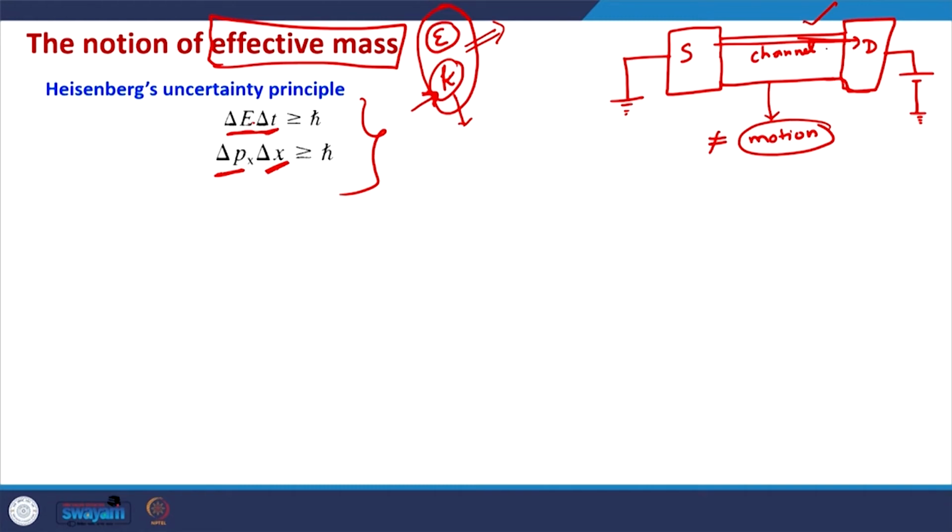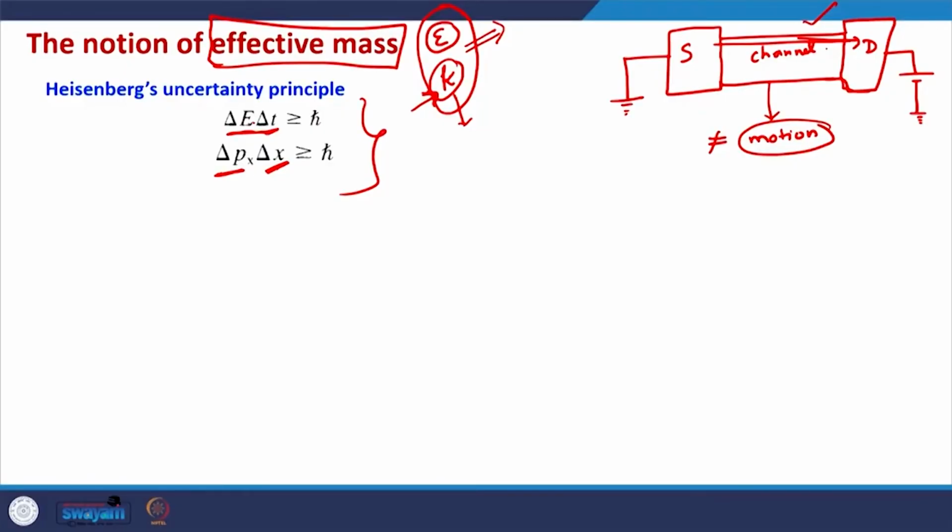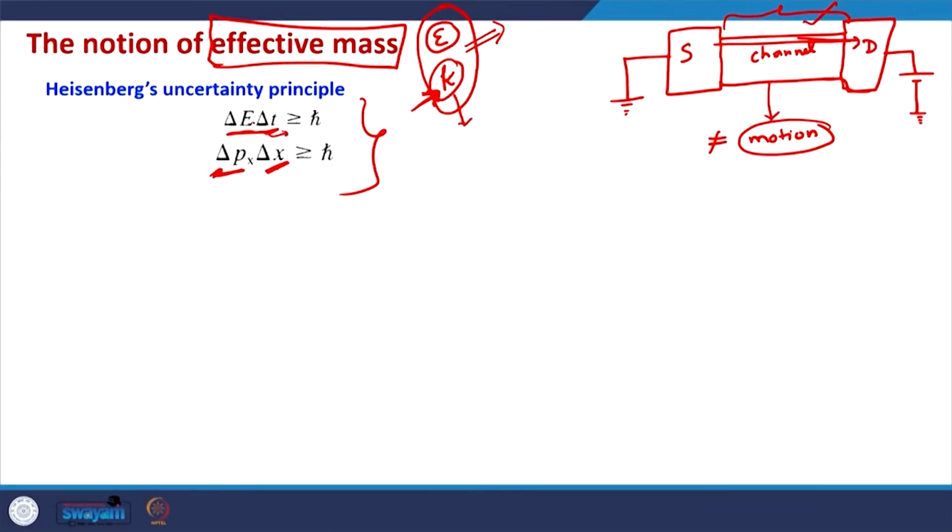So, if the electron is in a channel, it is confined in a certain length. So, what it means is that now there is some clarity about the position of the electron. In that sense, the momentum of the electron cannot be precisely defined; there will be uncertainty in the momentum, uncertainty in the k values as well. Similarly, if we want to understand the position of the electron at a certain time, precisely at a certain instant, its energy cannot be precisely defined.